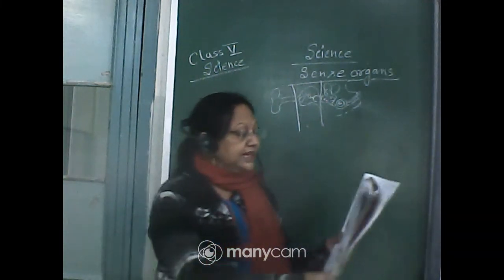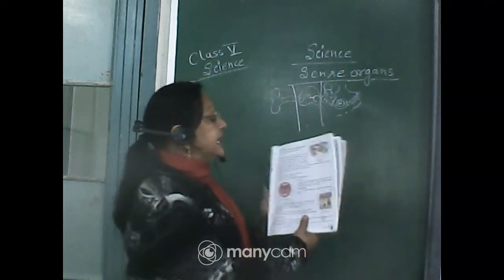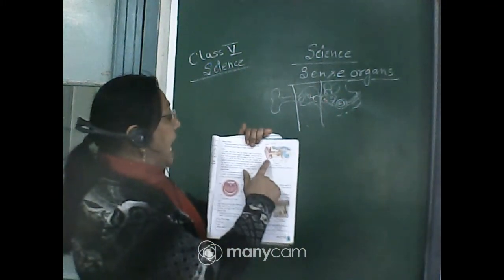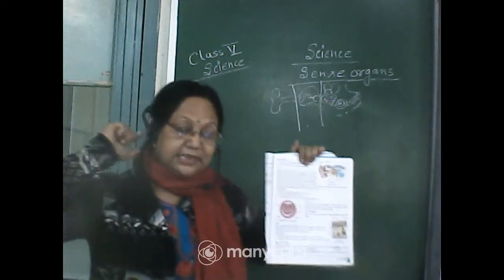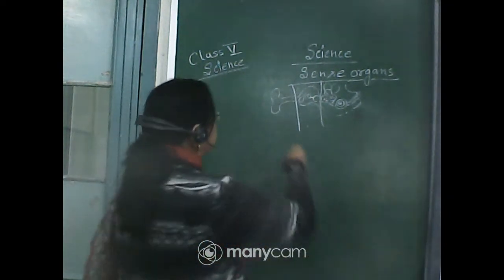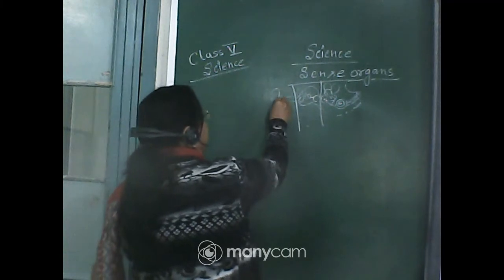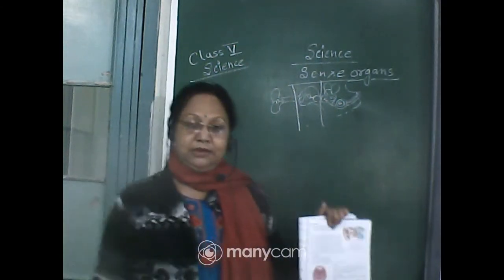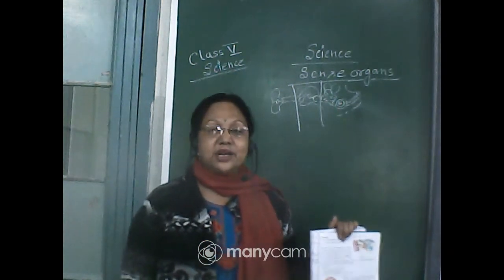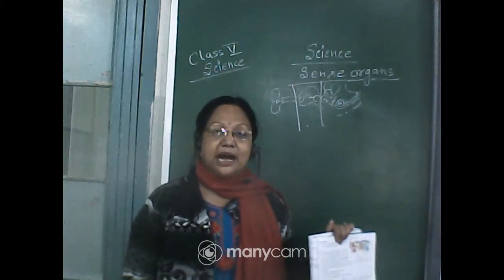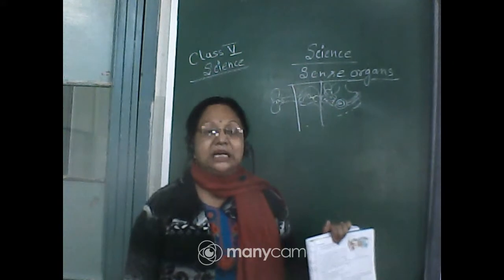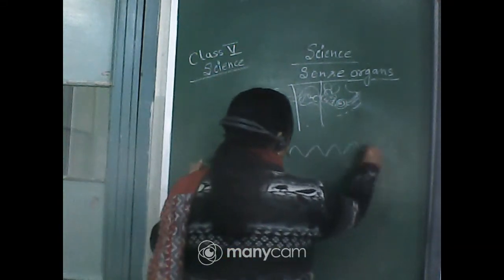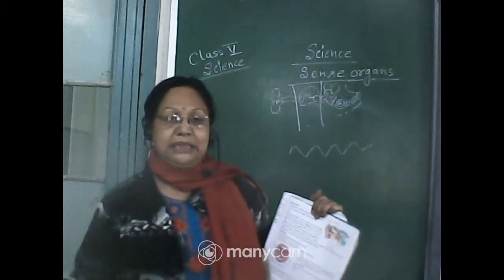Now, next one is the ear. You see, the ear is divided into three parts. The first part, the outer ear, is actually the pinna. This is the outer ear, from where the sound waves go inside our ear. Whatever sound we hear is in wave form. Waves are just energy. They go like this.